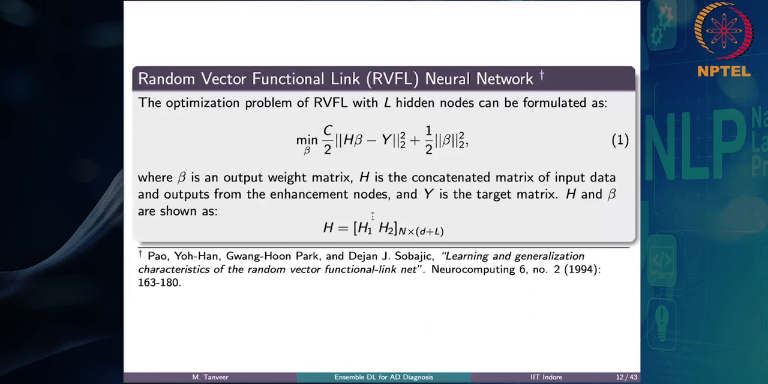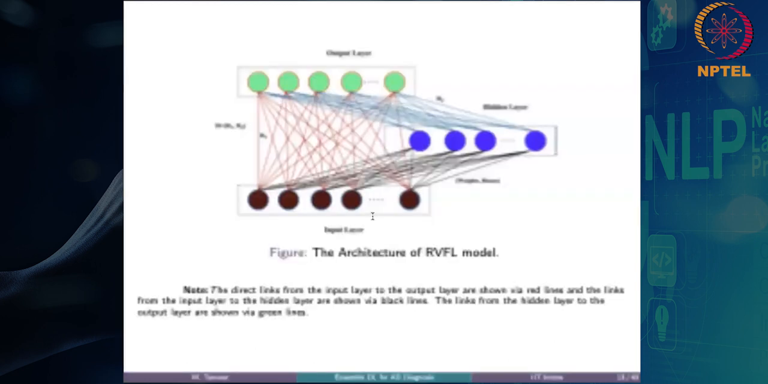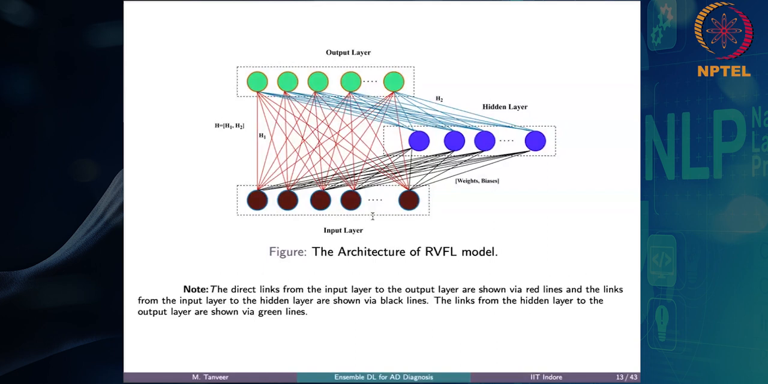So I'll start with the formulation of random vector functional link. Random vector functional link is essentially a randomized version of a single hidden layer feedforward neural network. So we can see here, we have three layers if we talk about a single hidden layer network called the RVFL network. One is the input layer, another is the hidden layer, and the last is the output layer. And all three layers consist of neurons connected via weights.